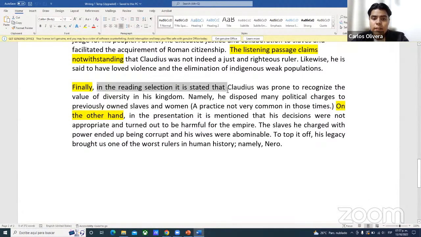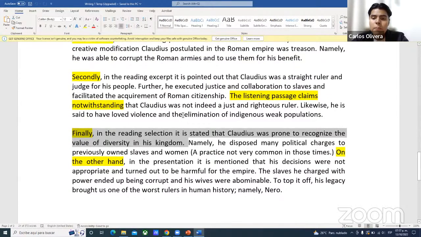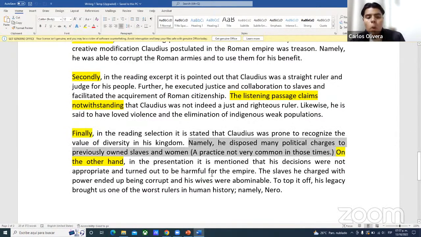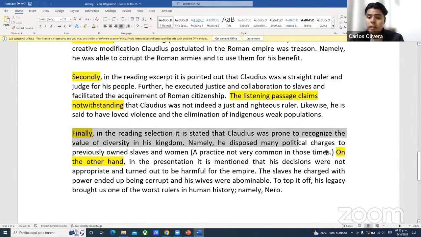In the reading selection, it is stated that Claudius was prompt to recognize the value of diversity in his kingdom. This is the last part that the reading passage mentioned, right? That he was somebody prompt, disposed to recognize the value of diversity in his kingdom. And here I come, namely, he disposed many political charges to previously own slaves and women, a practice not very common in those times. This is my summary of the reading passage.